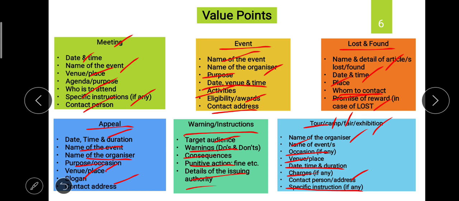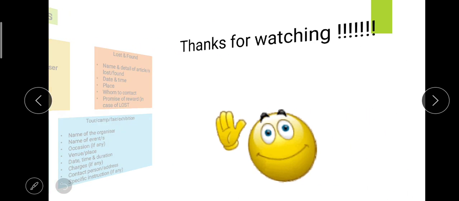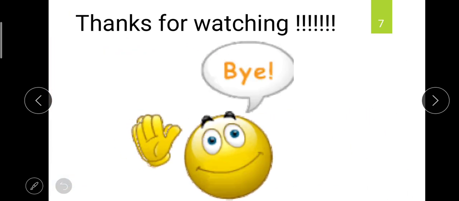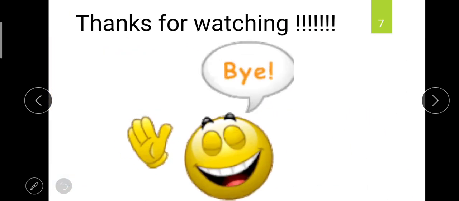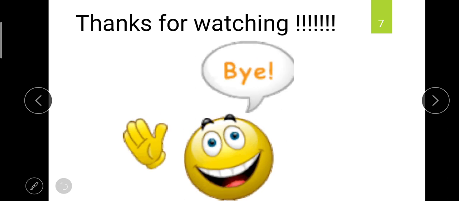So these are certain occasions which are generally and frequently asked in board exams. So that's all about notice writing, students. I hope you got the gist. So now learn and practice.